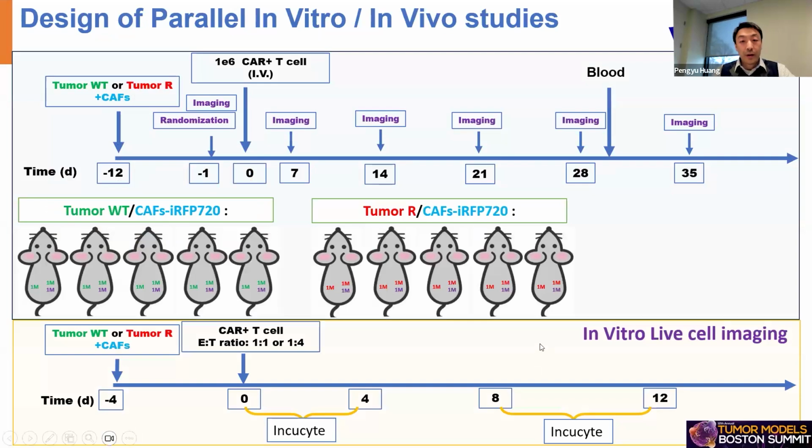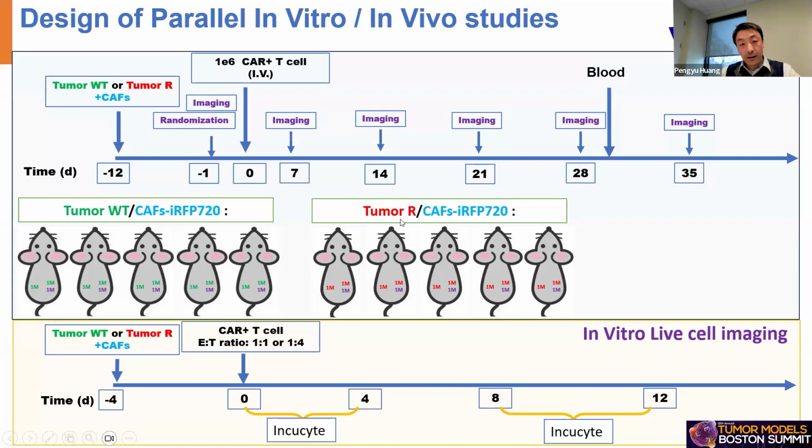Okay, so now we have confirmed that the tumor with CAFs is protected from killing in vitro. Now we're moving to the in vivo. Here is the experiment setting. I will just go through this part quickly. We have two types of tumor groups. One is wild-type tumor with CAFs. The tumor expresses luciferase, so we can detect it by luminescence signal. The CAFs express a fluorescent protein.